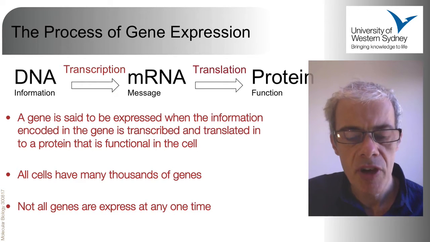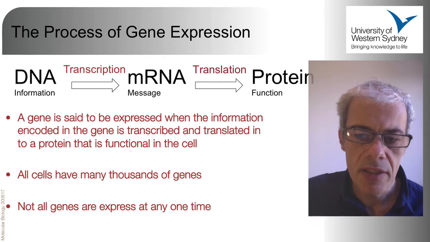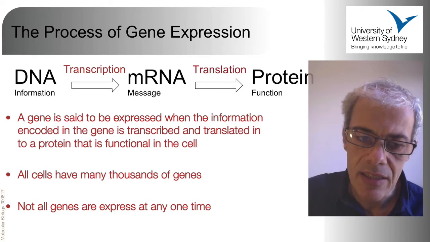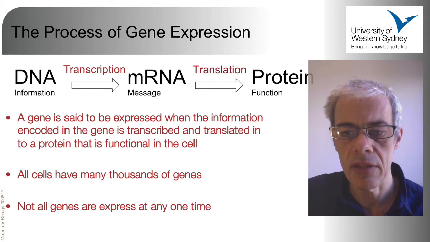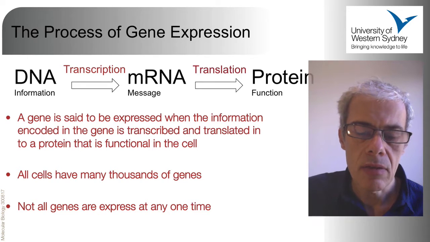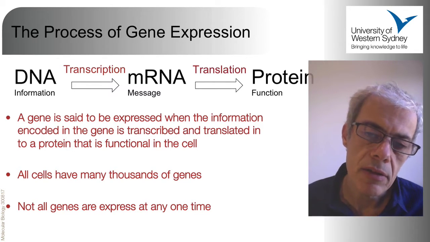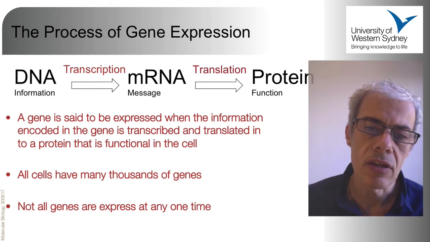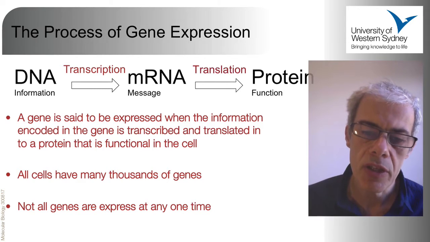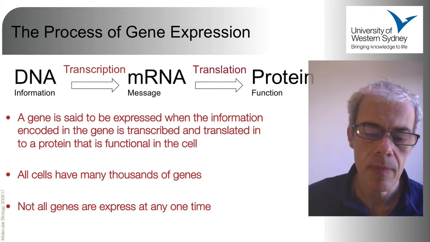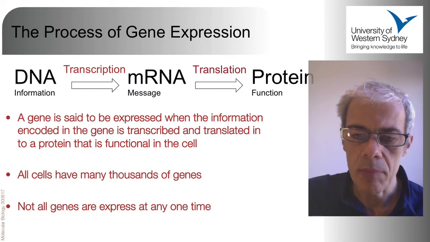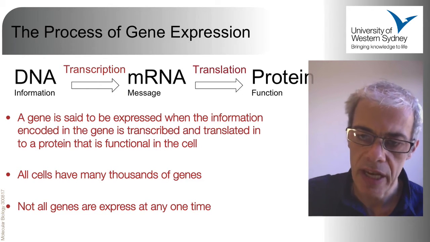So in terms of gene expression, we say that a gene is expressed when the information encoded in that gene is transcribed and translated into a protein that's functional in the cell. Okay? And clearly we've discussed the concept that cells have many thousands of genes, and it's the coordinated regulation of these genes to produce proteins that are required at the right time and place that is the challenge for the cell. So clearly not all genes are expressed at any one time. That would be complete chaos to have everything being expressed simultaneously.